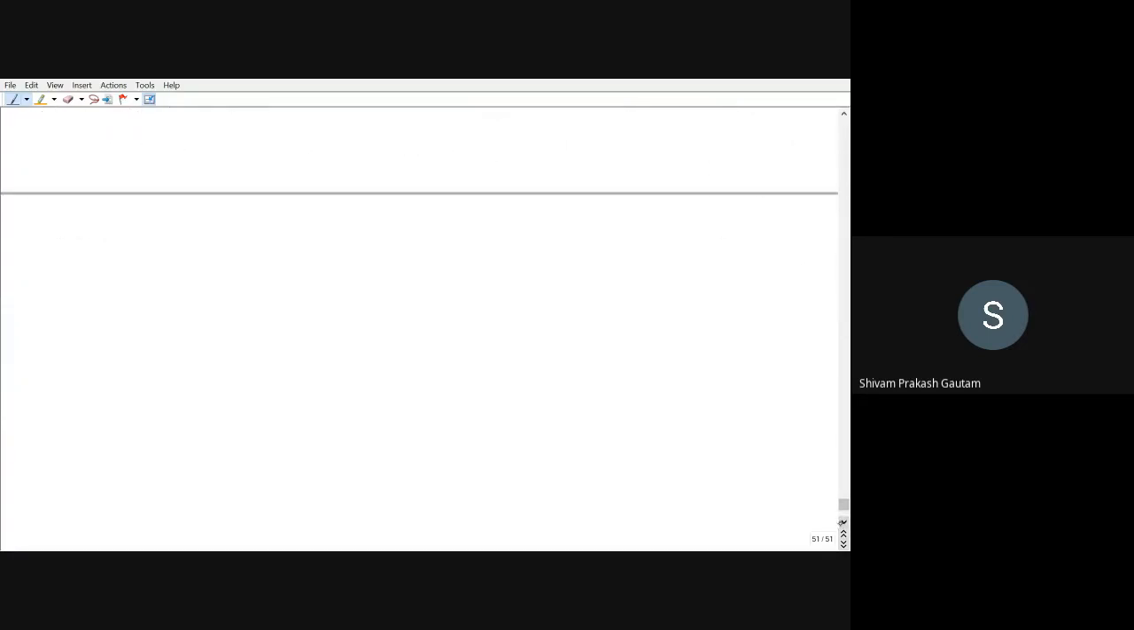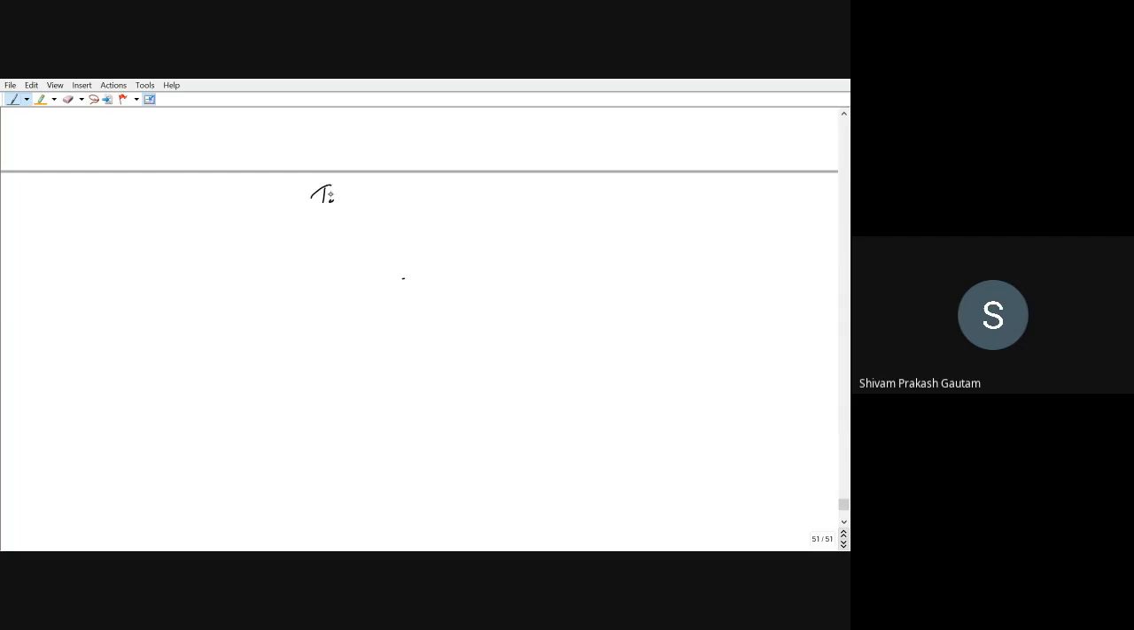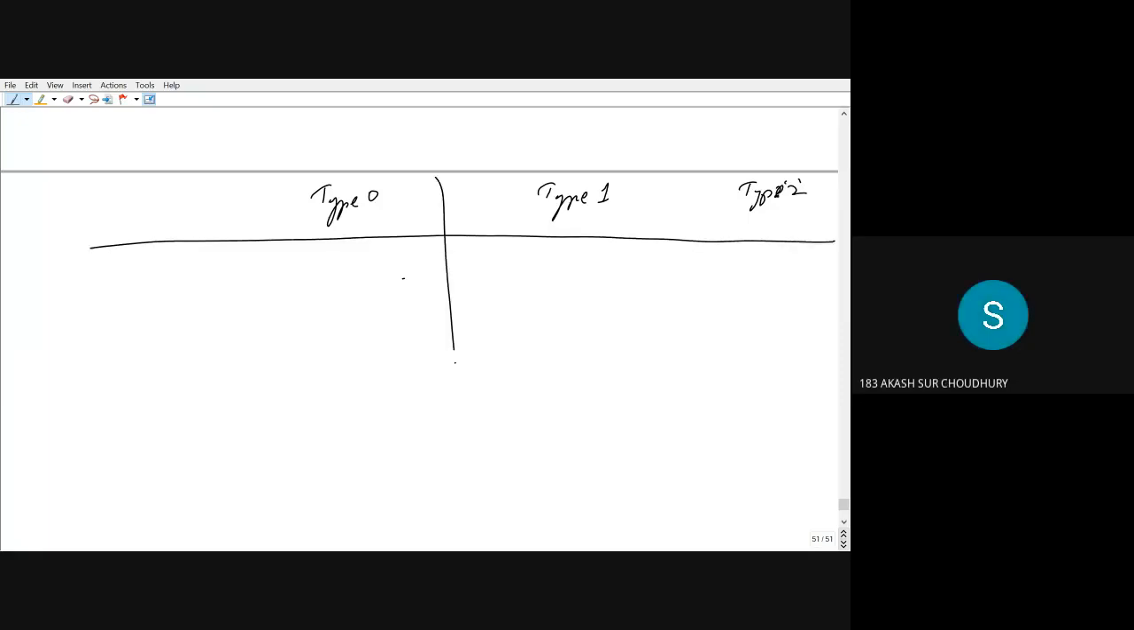So let me write here: type 0 system, type 1 system, type 2 system. What is the meaning of type 0? It is having no poles at origin. What is the meaning of type 1? Open loop system will have one pole at origin. What is the meaning of type 2? Open loop transfer function will have two poles at origin. Is it okay? Type 0, type 1, type 2. Yes, sir. Okay.